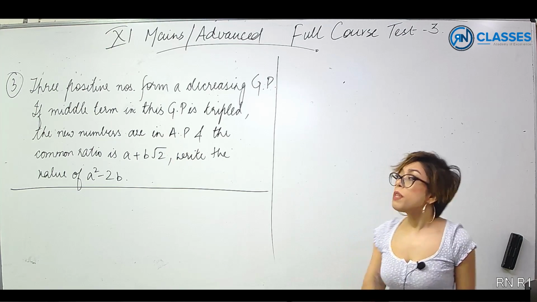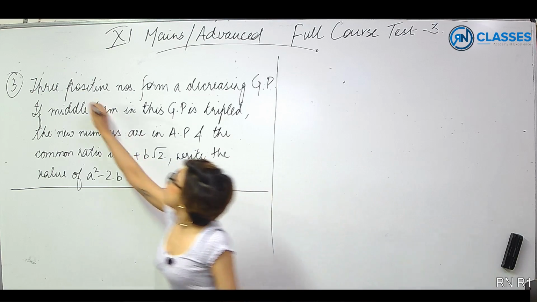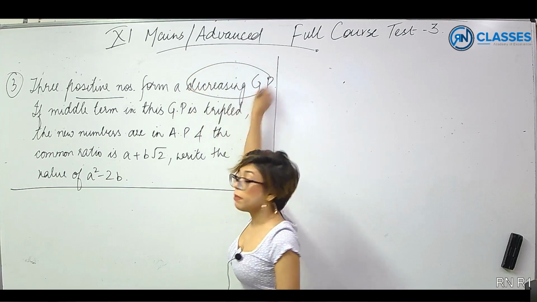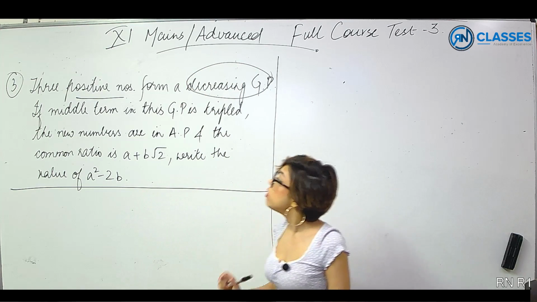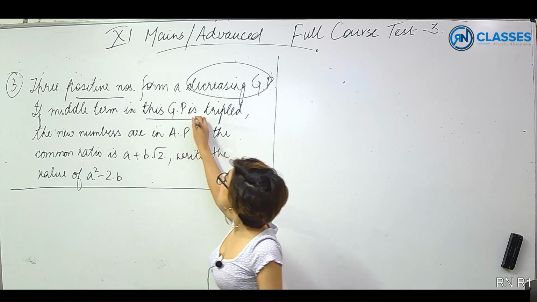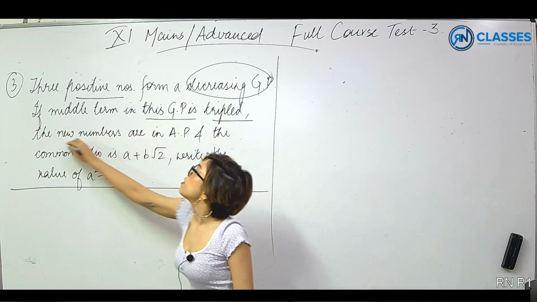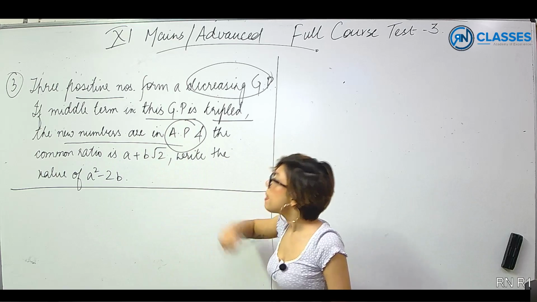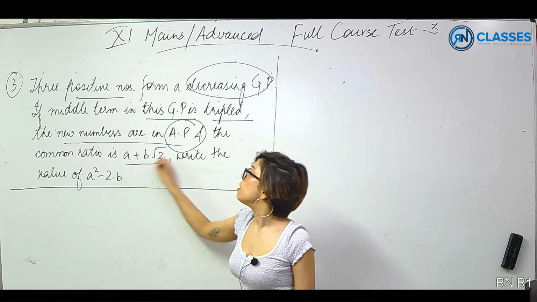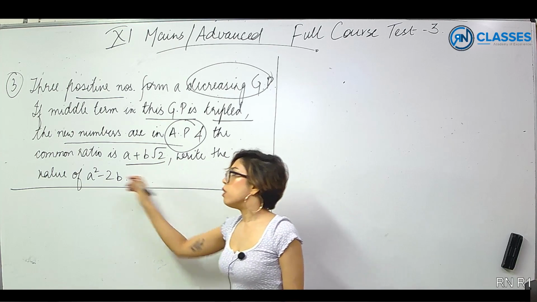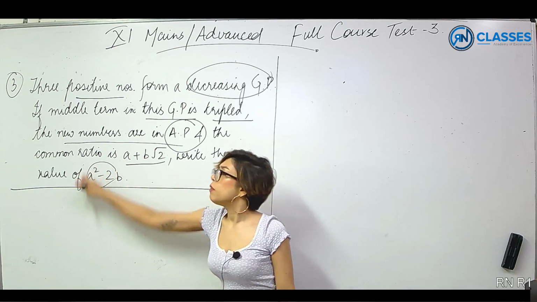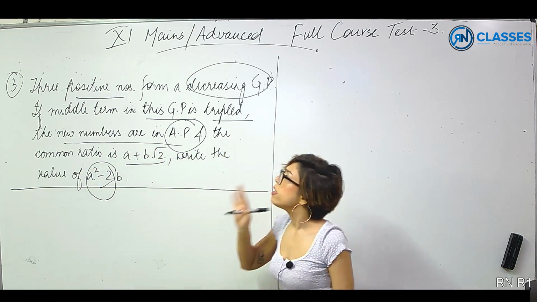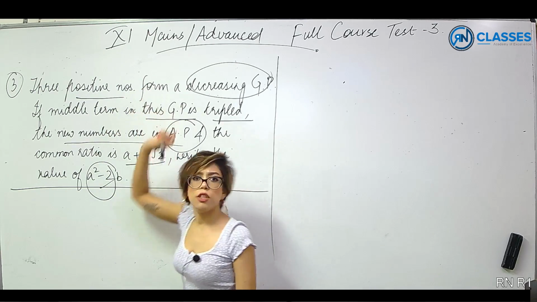Alright. Now it says three positive numbers form a decreasing GP. Mind it, decreasing GP. So that means the terms will decrease, of course. Now it says the middle term in this GP is tripled. The new numbers are in AP. And the common ratio is a plus b root 2. Then write the value of this. So basically, if I'm able to find the common ratio, I can evaluate this. All I'm interested in is the common ratio of this GP.